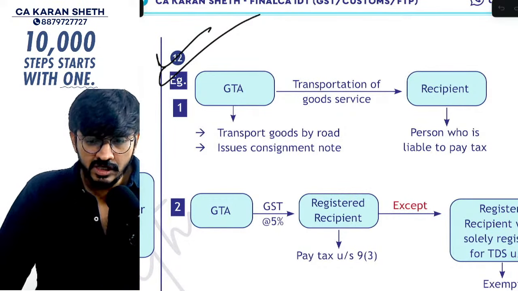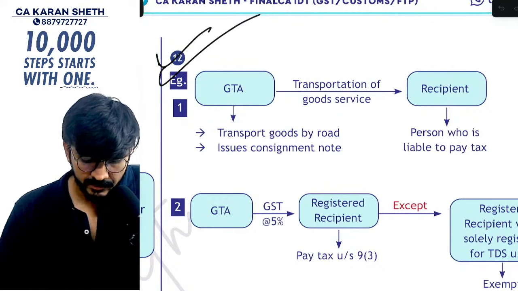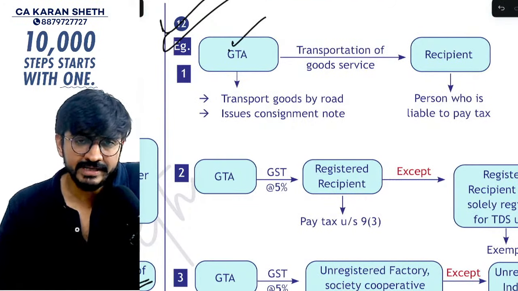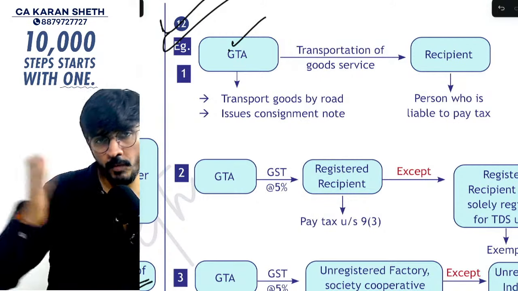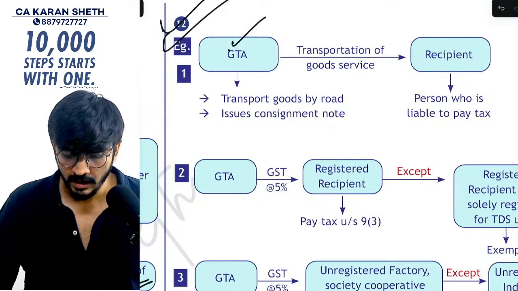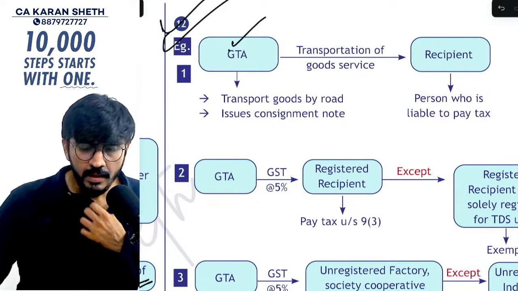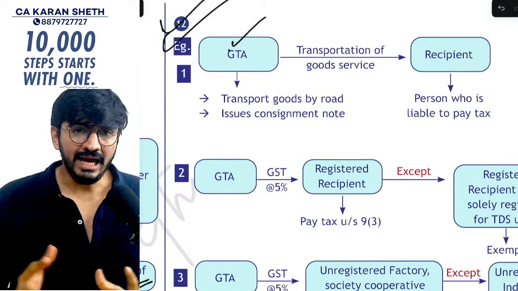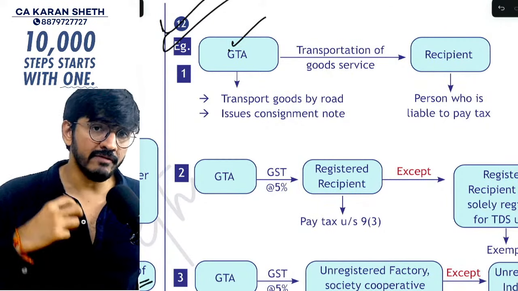Absolutely correct. Goods Transport Agency. Okay, now listen. The supplier is a GTA who basically helps you transport goods from one place to another. Now the recipient. Understand very clearly why it is very important for you to define the recipient.